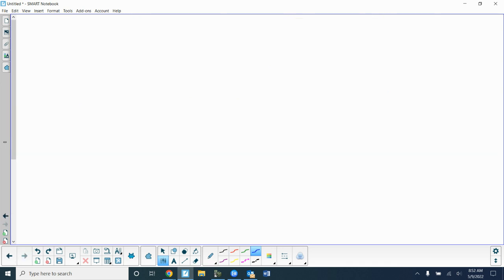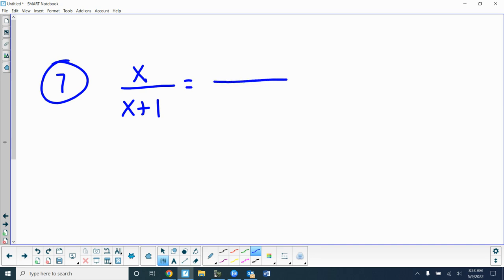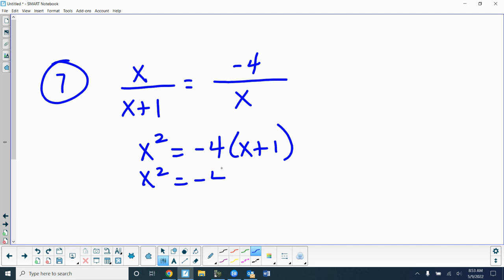Okay. Number 7. We have one fraction equal to another fraction. So we call that a proportion. How do we solve proportions? Cross multiply. So we go x times x equals negative 4 times x plus 1. Remember, we set them equal. Distribute the 4, or negative 4, sorry. I get that. Since it's got an x squared, it's a quadratic equation. I have to set it equal to 0. So I'm going to add the 4x and the 4 to get it to the left side of the equation.